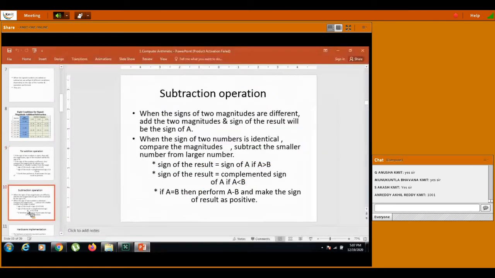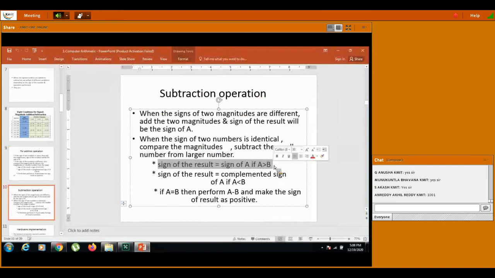The subtraction operation we already know very well. You have done it before. So the same concept of addition that we have done, the same concept applies to subtraction here. The sign of the result will be the sign of A if A is greater than B, and the same thing here. If A is less than B, then the sign is complemented. If both are equal, the same concept.